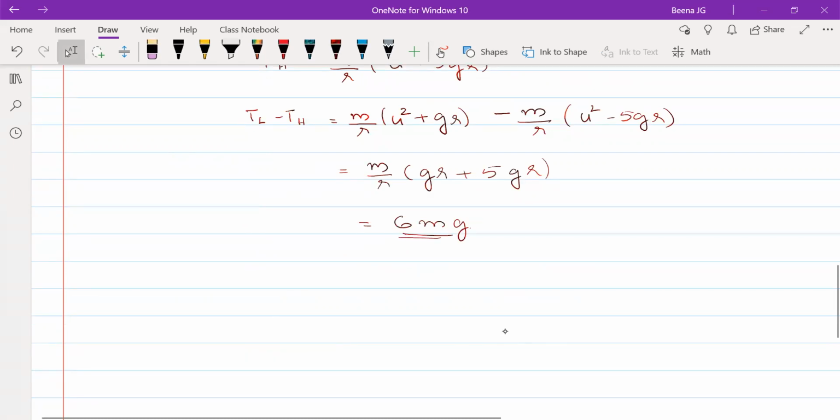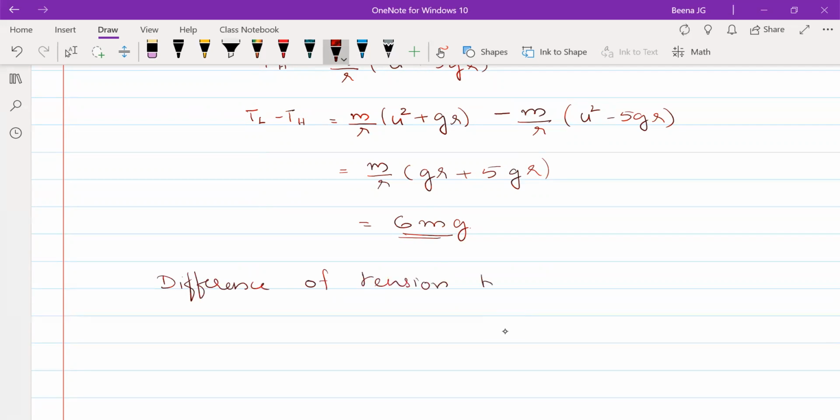So we can tell the difference of the tensions between the lowermost and the uppermost point will be equal to 6 mg. Okay, need to remember that.